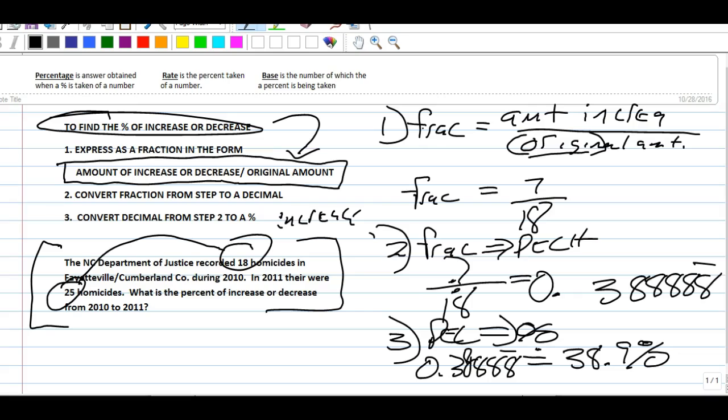So the percent of increase in homicides from 2010 to 2011 would be represented by an increase of 38.9%, rounded off to the nearest tenth of a percent. And that's not a statistic that you would want the Chamber of Commerce to print in a brochure trying to lure new residents or businesses to our fair town.